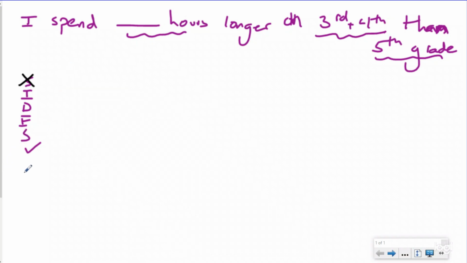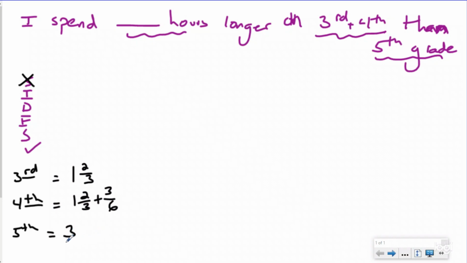Now the things I want to identify: for 3rd grade, that was 1 2/3 hours. For 4th grade, this is maybe where you first got tripped up, so make sure you're paying attention. It's not 3/6. It was 3/6 more than 3rd grade. So we're going to do 1 2/3 plus 3/6 here. That's a very important keyword that you make sure you identify. And for 5th grade, I had my 3 hours. So I'm going to be adding together 3rd and 4th and comparing that to 5th.